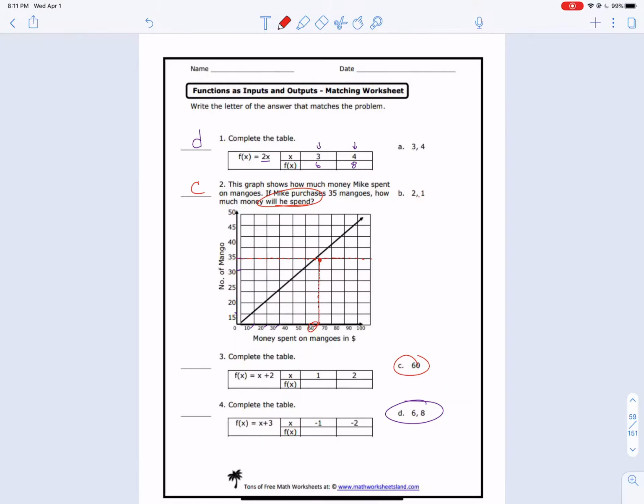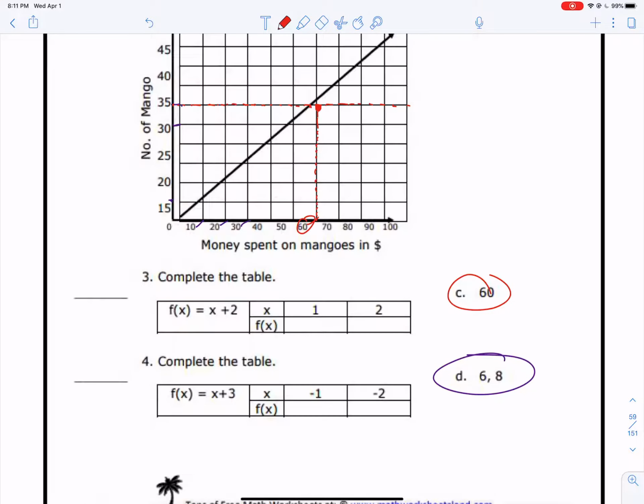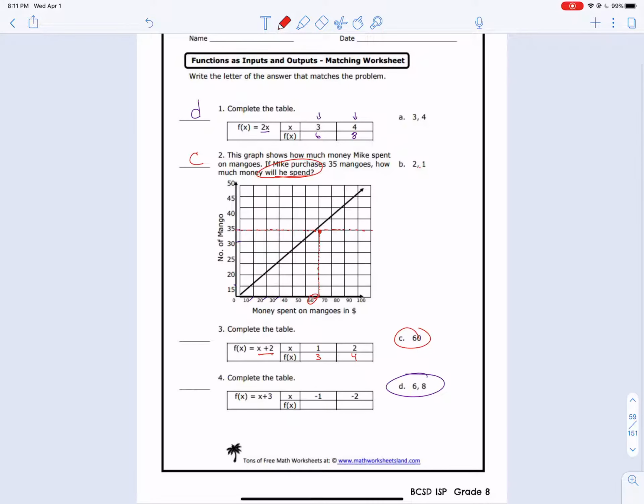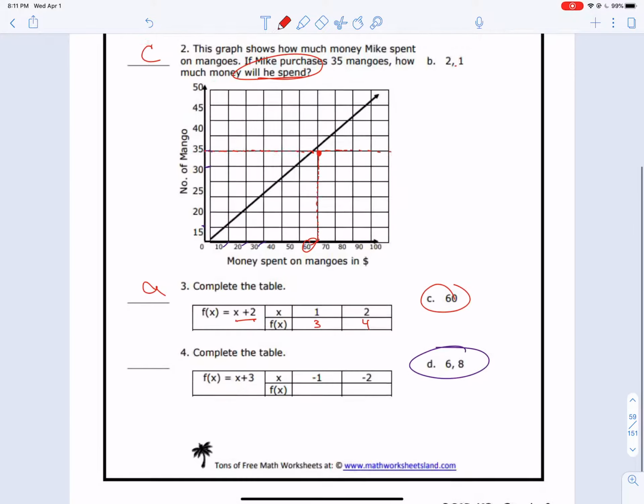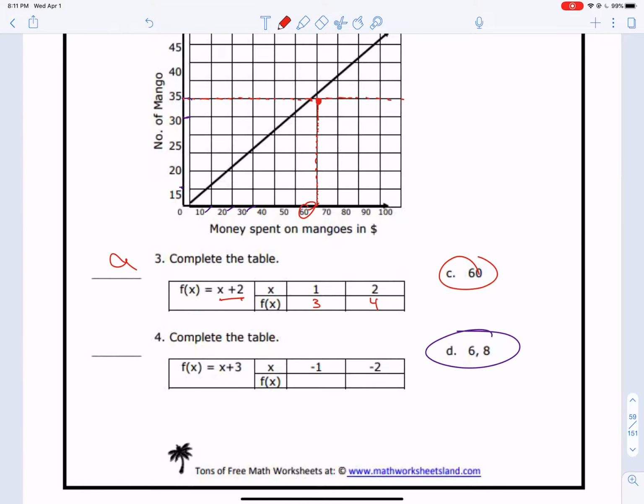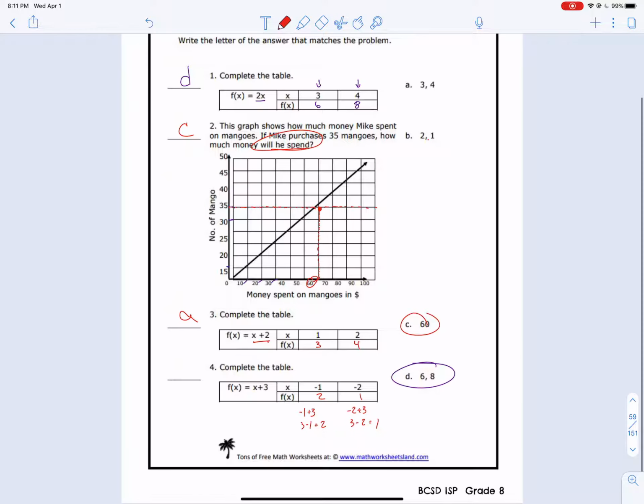Okay, number 3, complete the table. This time our instructions are to add 2 to whatever x value we're given. So 1 plus 2 is 3, 2 plus 2 is 4. Okay, 3 comma 4, that's A. And then the last one, we're going to add 3. All right, so we have negative numbers, so let's be careful. Negative 1 plus 3 is the same thing as 3 minus 1, which is 2. Negative 2 plus 3 is the same thing as 3 minus 2, which is 1. So 2 and 1. All right, so that's B.